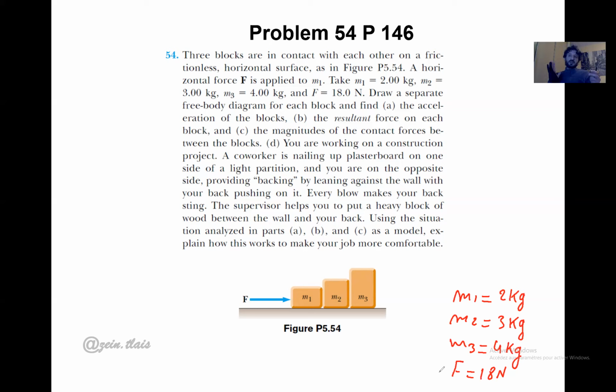You know, if you push M1, M1 will push M2, and M2 will do a reaction on M1. M2 will push M3, and M3 will do a reaction on M2. We have action and reaction. Let's begin with part one. We have to draw the forces applied on each object.